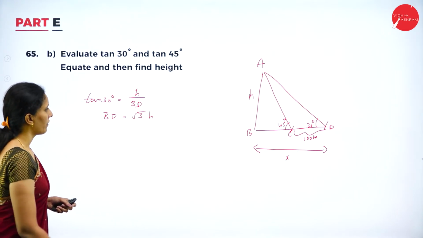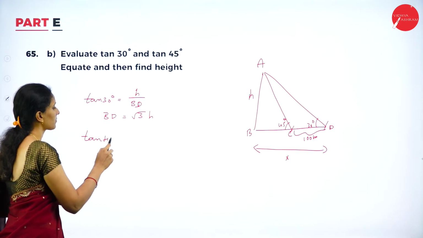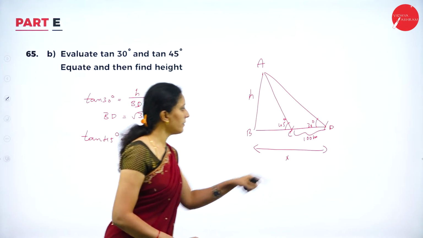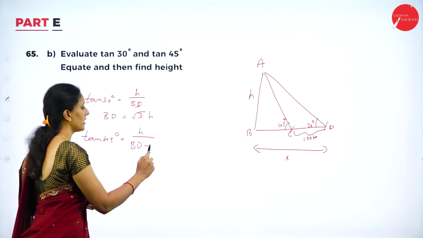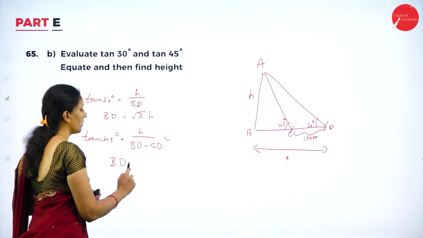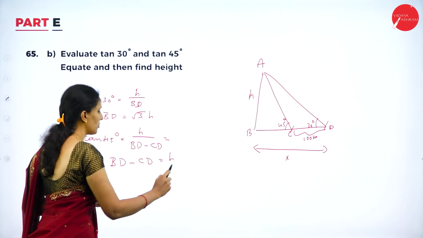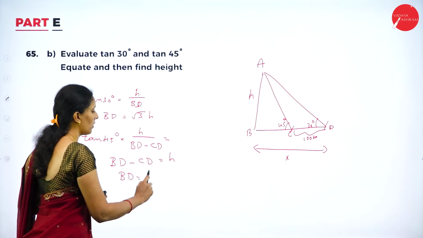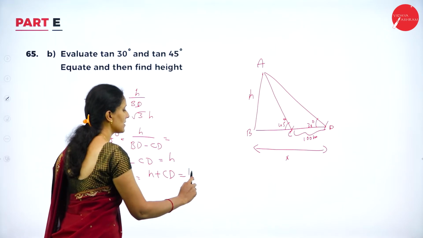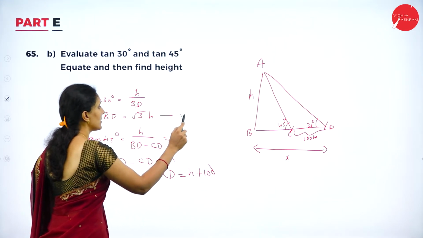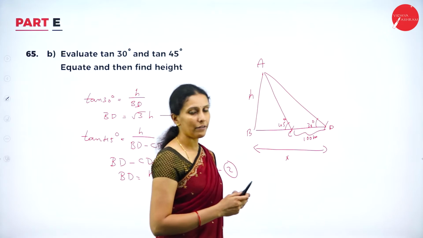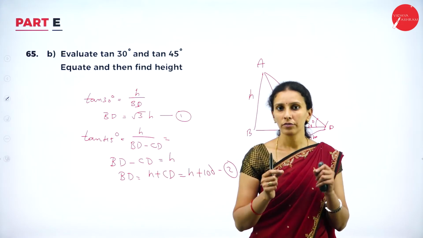So next tan 45. So tan 45 is h divided by BC. BC can be written as BD minus CD. So BD minus CD. So here tan 45 is 1. I can take BD minus CD is equal to h. So BD is equal to h plus CD. So h plus CD means 100 we get. So that is h plus 100. So you can take this as 1 and 2. So equating them, you can find the height of the cliff as well as the distance of the boats from the cliff.